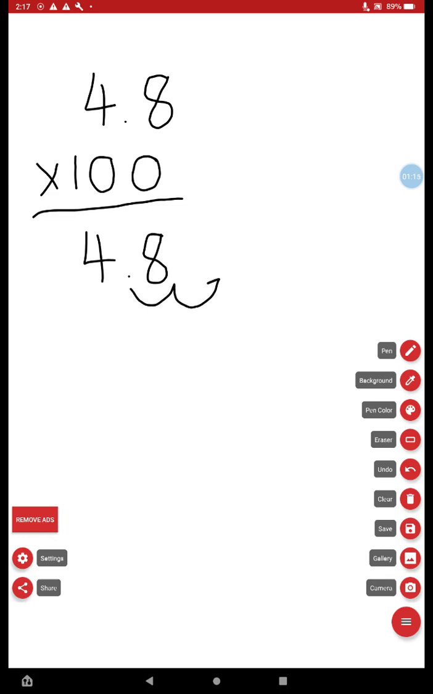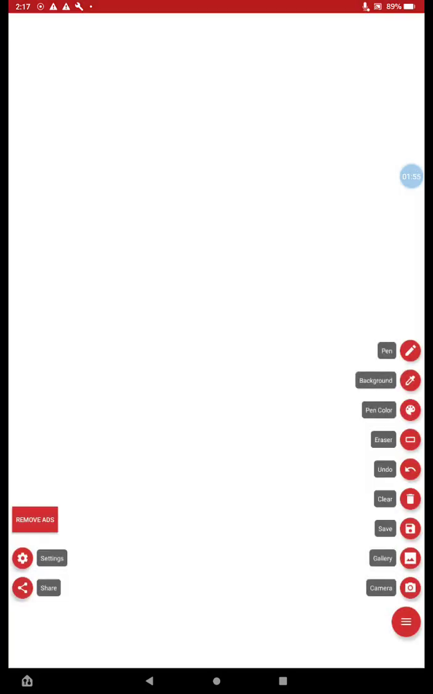1, 2. Let's put a 0 in the empty space next to the 8, in between the decimal. And once I erase my arrow, I can clearly see that 4 and 8/10 becomes 480. Here's another way to think about it. $4.80. If you're going to give that out to 100 people, that means you would have totally given out $480. That's the shift pattern.